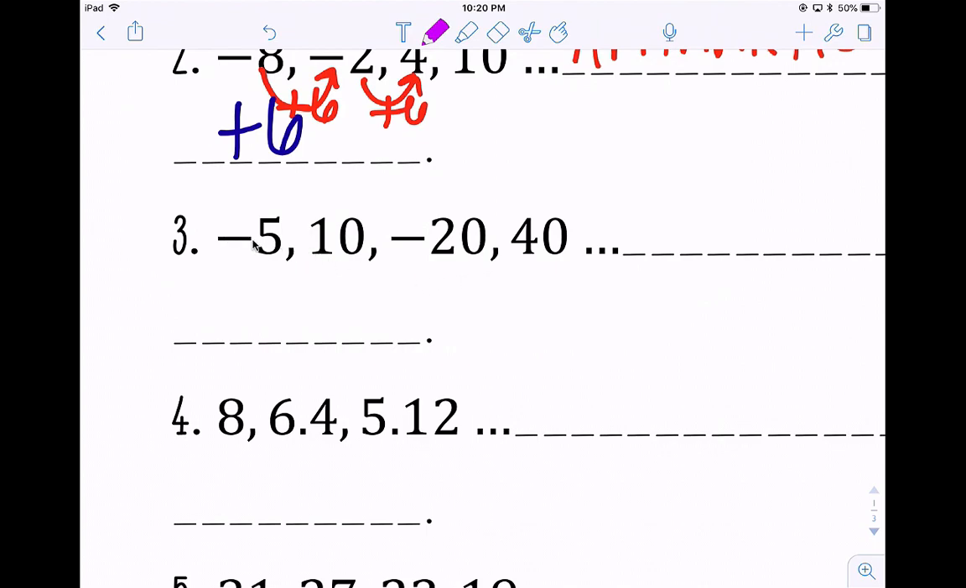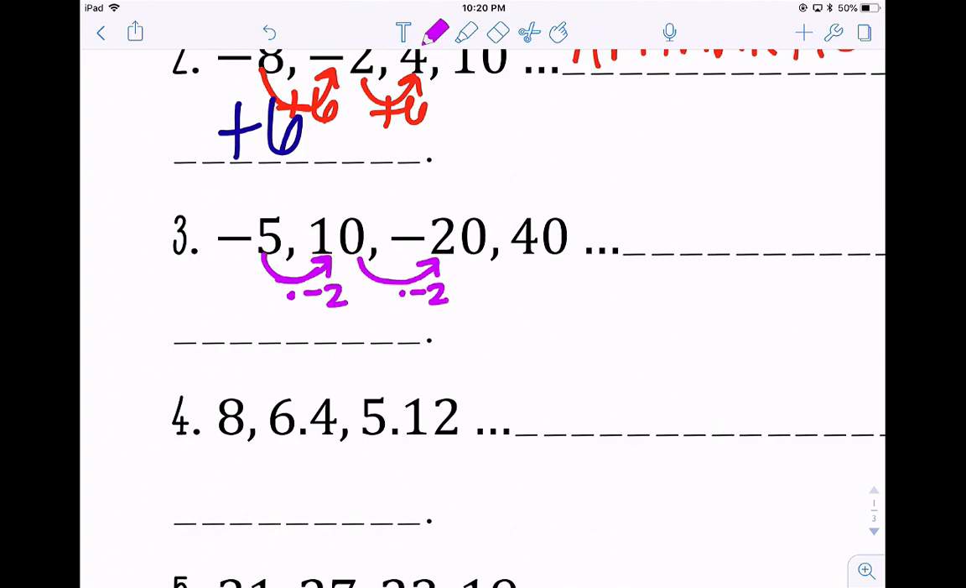So a negative 5 times a negative 2 would give you a positive 10, because a negative times a negative would be a positive. Then a positive 10 times that same negative 2 would be negative 20, and negative 20 times negative 2 would give you positive 40. So this is the one I was talking about where it goes back and forth from negative to positive to negative to positive. So from negative 5 to 10, that is times negative 2, or 10 to negative 20 would be times negative 2.